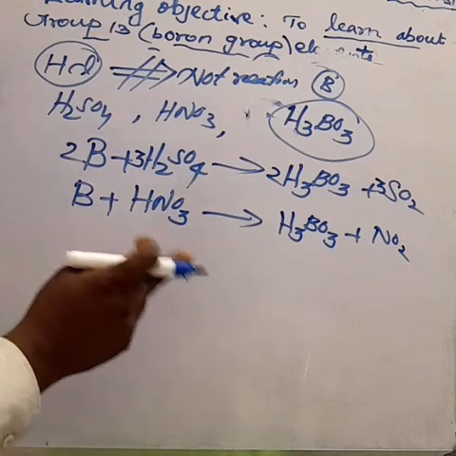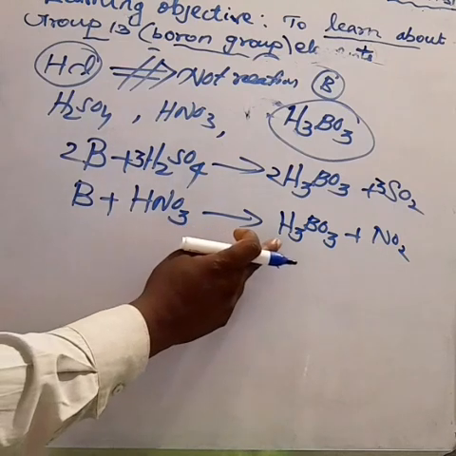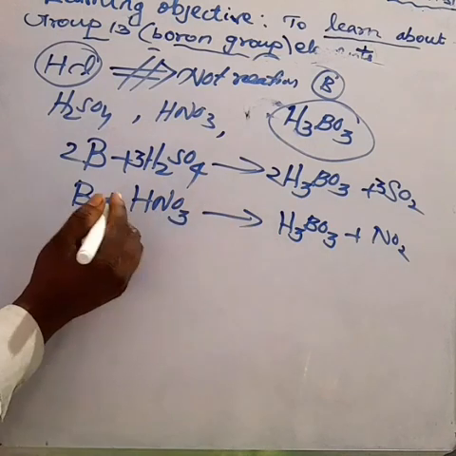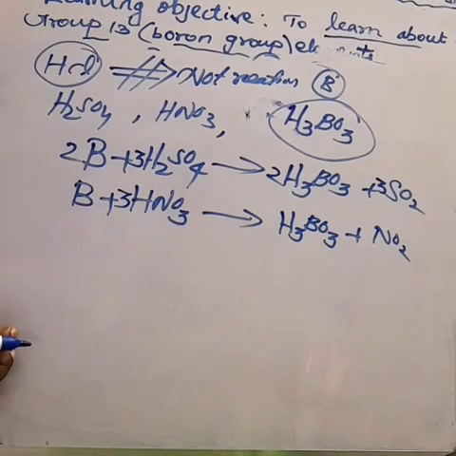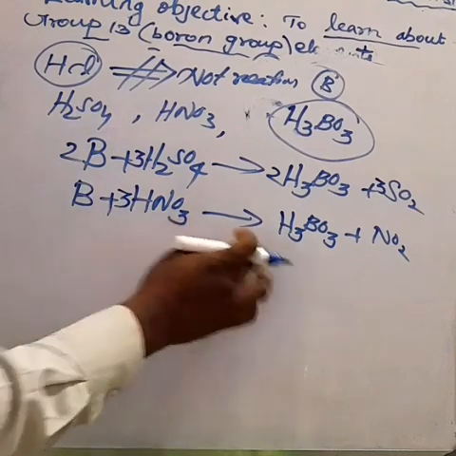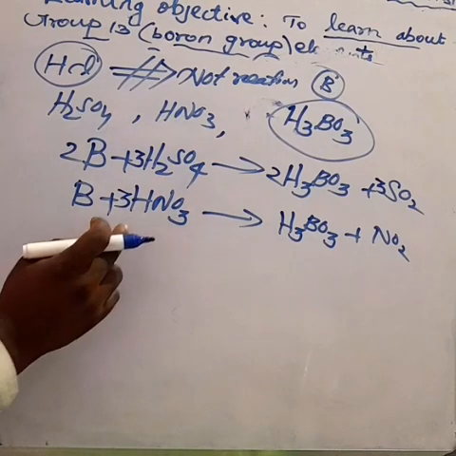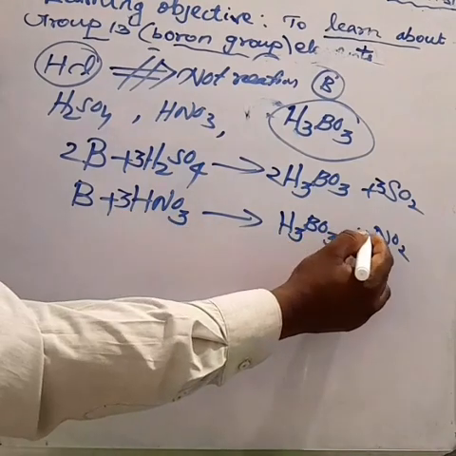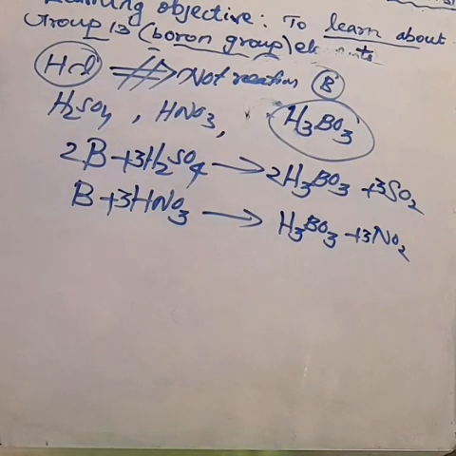How can you write the H3BO3? How much hydrogen is there? My dear children, tell me how much hydrogen is there. Tell me now. 3 hydrogen. So make it 3 here. So H3BO3. Yes or no? So how much nitrogen is there? 3 nitrogen. Yes or no, my dear children? So now the equation is balanced. Yes or no, my dear children?